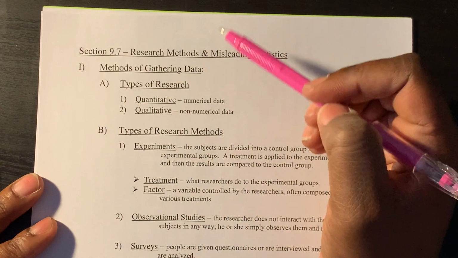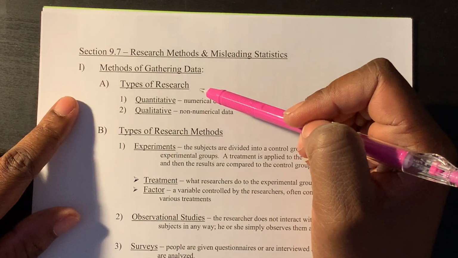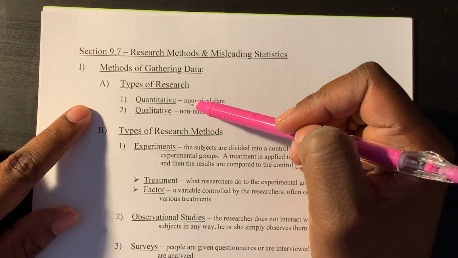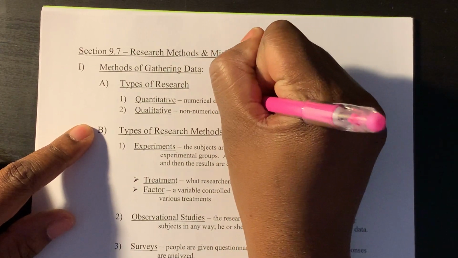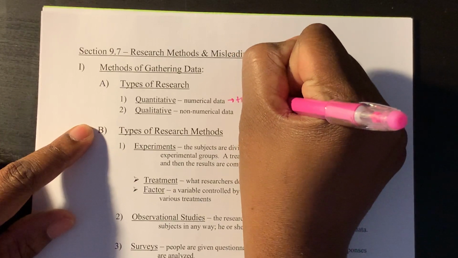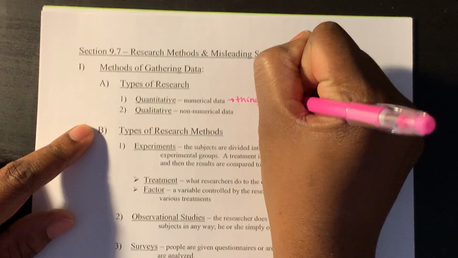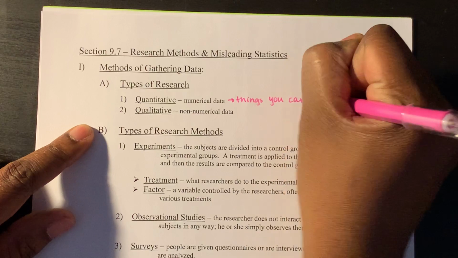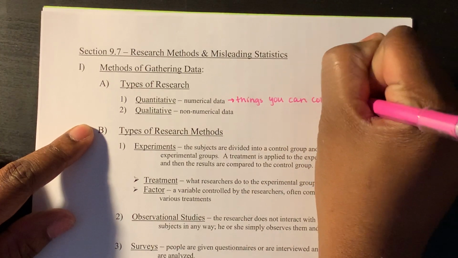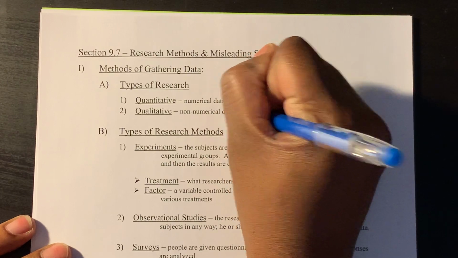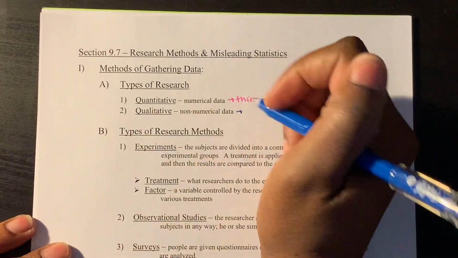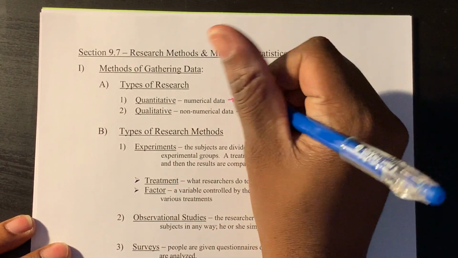So first thing you want to look at, there are methods for gathering data. So there's two types of research you can have. You can have quantitative or qualitative. Quantitative is things that you can count, while qualitative are things that you can't count. So you can't count favorite colors or things of that nature.